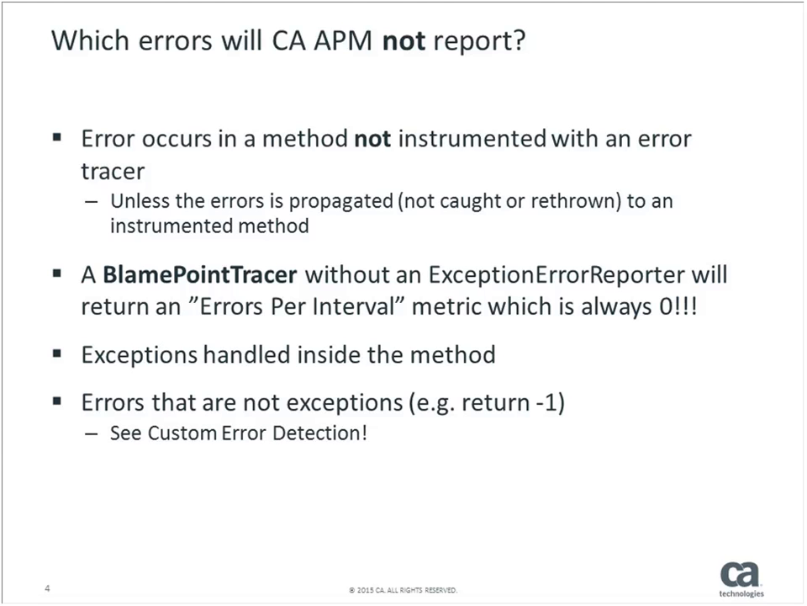Also, what we cannot detect out of the box, I will later cover how you can make this possible. If an error condition is not signaled by throwing an exception, but by a return code, for example, returning -1 or returning something else, we cannot detect this with out-of-the-box instrumentation. With custom error detection, we will be able to cover that scenario.